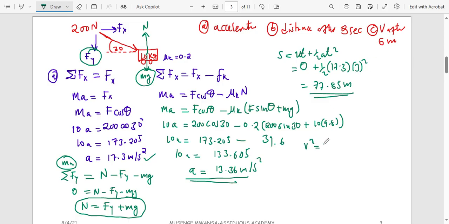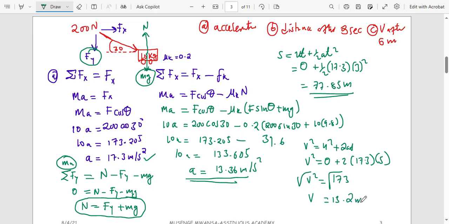So question C is saying, what is the velocity after 5 seconds? So say v squared is equal to u squared plus 2as. So that will be v squared is equal to, the initial velocity is 0, plus 2 times the acceleration 17.3, and then the distance is 5. So this will be v squared is equal to 2 times 17.3 times 5. That will be 173. And then we want to square root both sides to remain with v. That is going to be 13.2 meters per second. So that would be it.